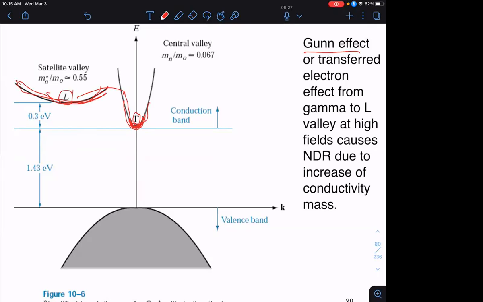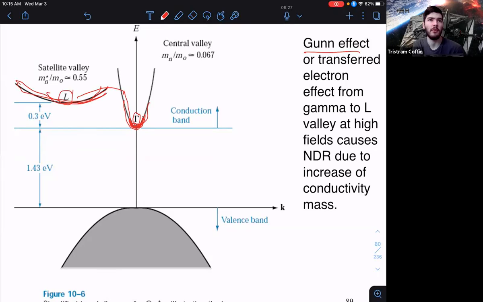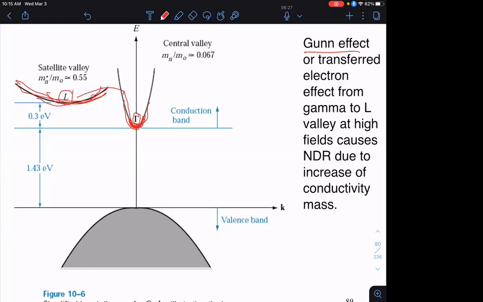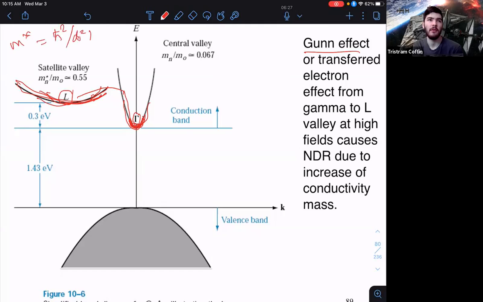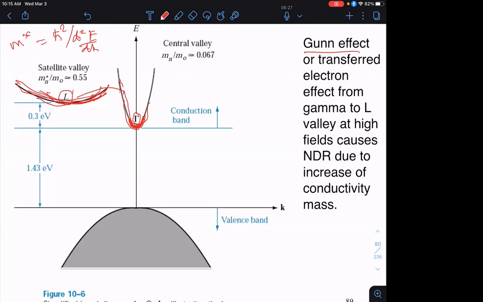Actually, the answers are given right here. Yeah, it'd be the ones in the less steep curve. Satellite valley, I guess it is. They'll have a higher mass, right? Remember, mass is inversely proportional to the curvature, right? Yeah. Has less of a curve. Well, I guess that's more of a curve. This is more curvy, and that's less curvy, right? So that has a higher mass than this.